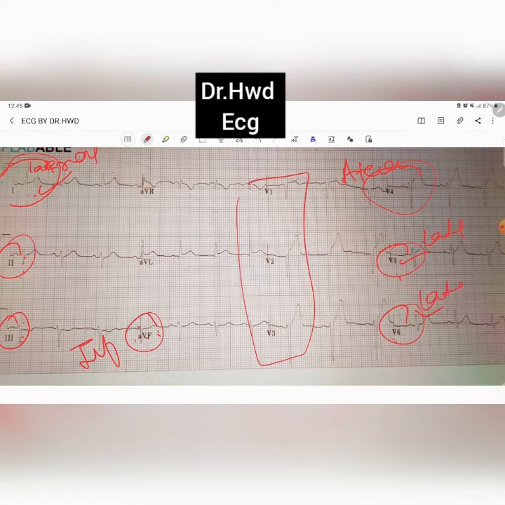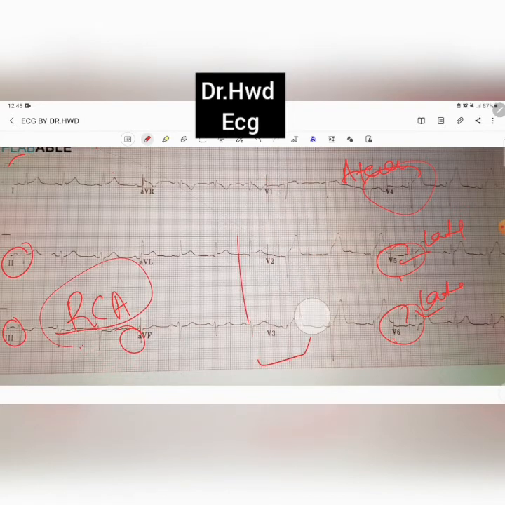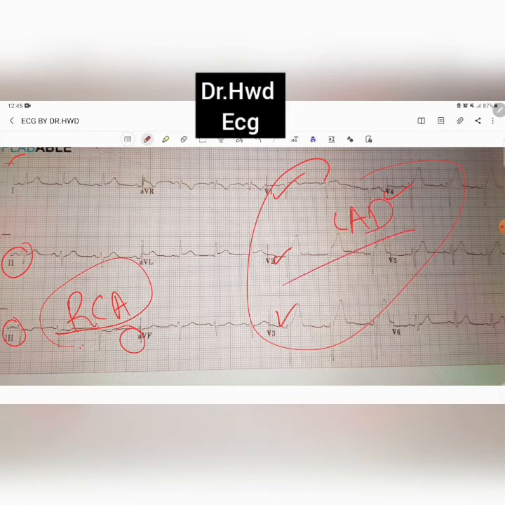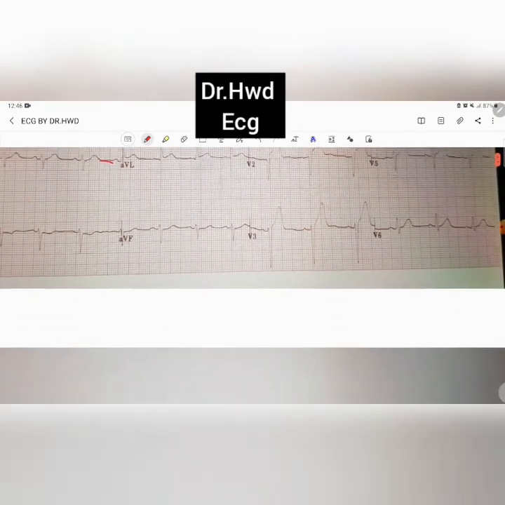Now, which artery supplies what? Your inferior part of the heart, 2, 3, AVF, is supplied by the right coronary artery. Your lateral part of the heart is supplied by what? Left anterior descending artery, right? So V1, V2, V3, V4, which shows your anterior septal, is supplied by the left anterior descending artery. Don't forget these. These are really important, and just the basics that we need to know for the PLAB. Okay, that is important for this one.